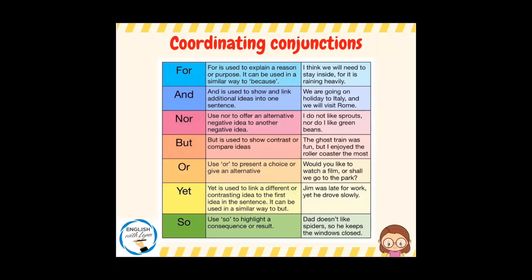Yet it is used to link contrasting ideas, and the first idea within the sentence is often contrasting to the second idea, and it is used in a similar way to but. So Jim was late for work. If someone is late for work, they would usually hurry there. So I could say, yet he drove slowly. So even though he was late for work, he is not getting there quickly. So yet he drove slowly shows the contrast.